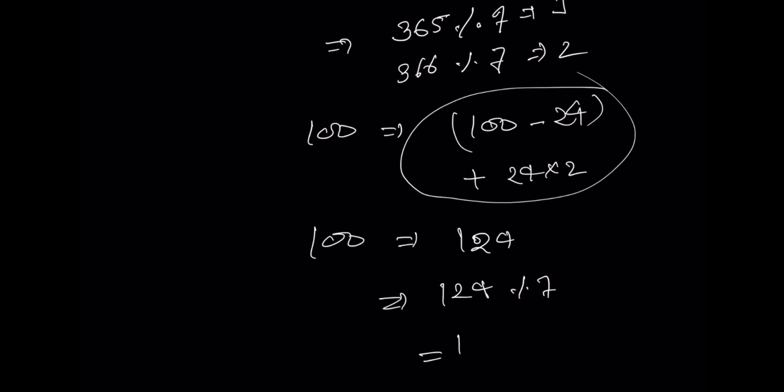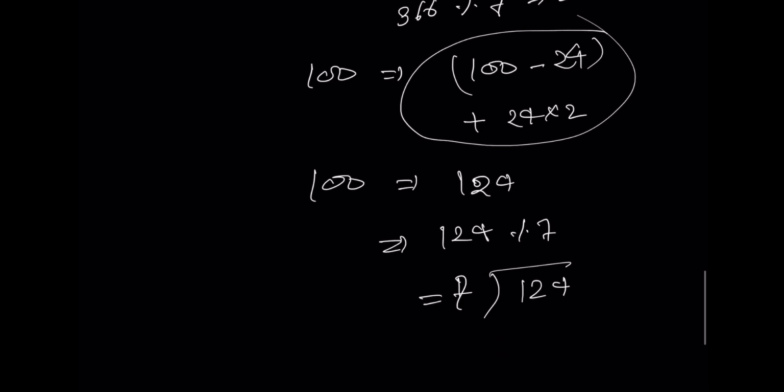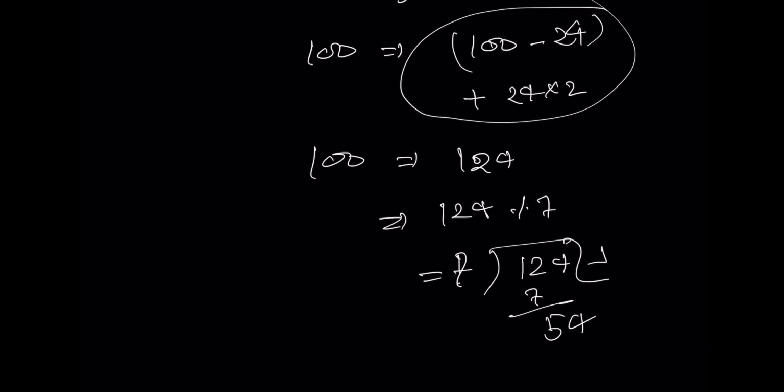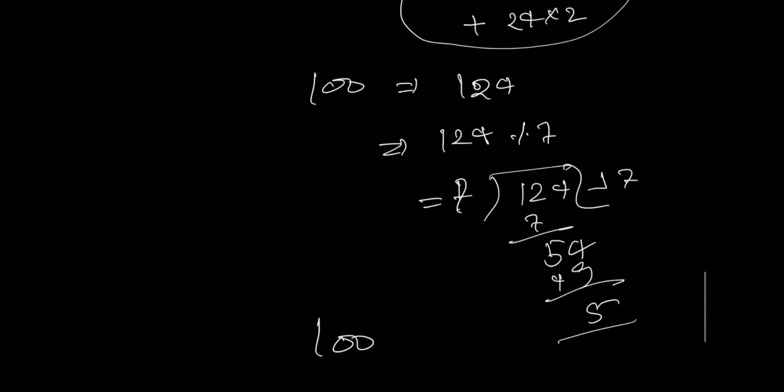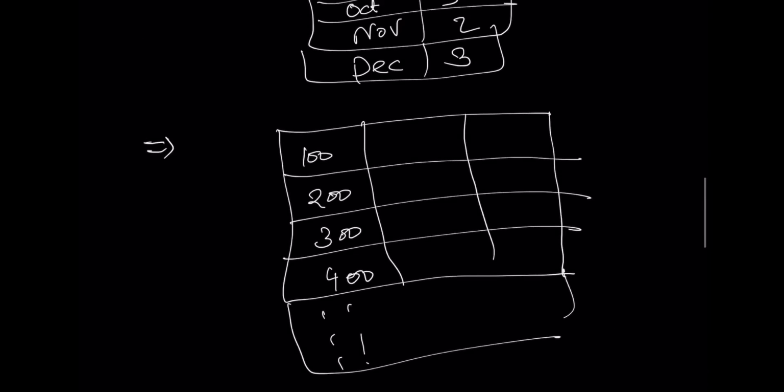I just need to divide 124. I cannot do it in my head. 7 1s are 7, that leaves us 5 plus 4, 7 7s are 49, that leaves us 5. So for 100 years our parity is 5, so we put it here, 5.